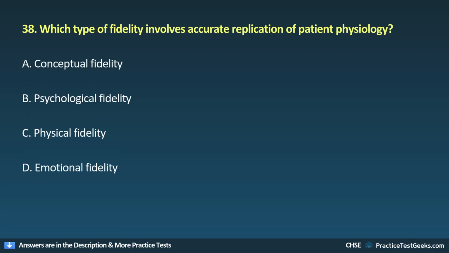38. Which type of fidelity involves accurate replication of patient physiology? A. Conceptual fidelity. B. Psychological fidelity. C. Physical fidelity. D. Emotional fidelity.